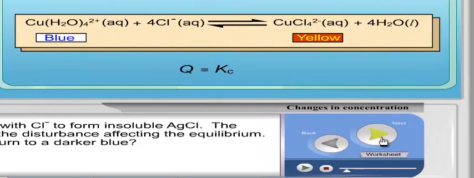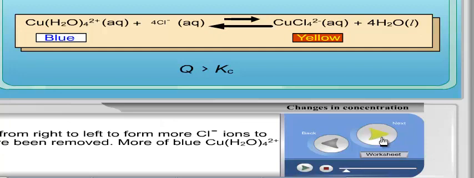The added Ag+ reacts with Cl- to form insoluble AgCl. The removal of Cl- ions is the disturbance affecting the equilibrium. Why does the color turn to a darker blue? Answer: the equilibrium shifts from right to left to form more Cl- ions to replace those that have been removed. More of the blue tetra-aqua-copper 2+ ion is also produced.